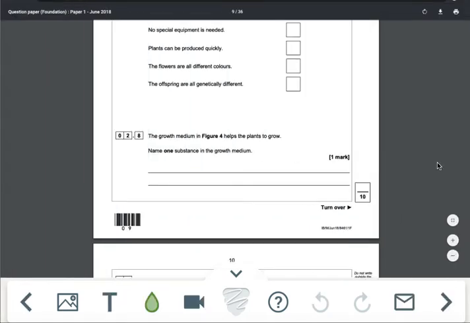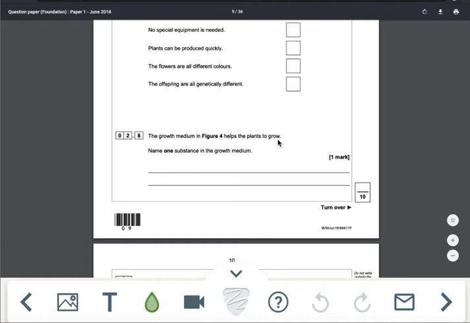And moving on. The growth medium figure 4 helps plants to grow. Name one substance in the growth medium. This is just a question, fairly simple question, don't overcomplicate it. If you remember any substance that could be in the growth medium, you're probably correct. And we're just going to go through the answers.